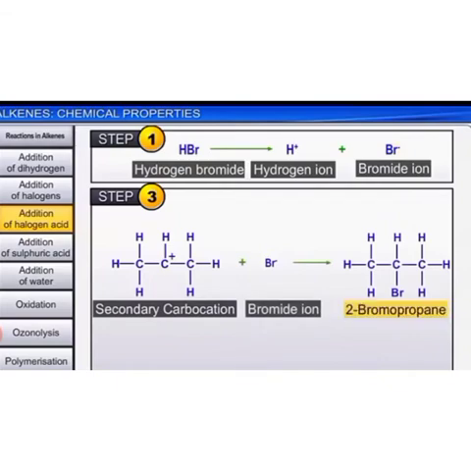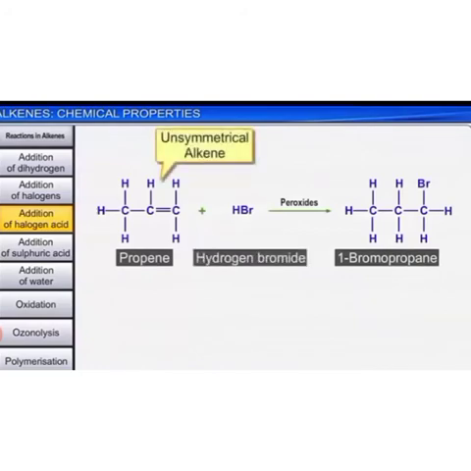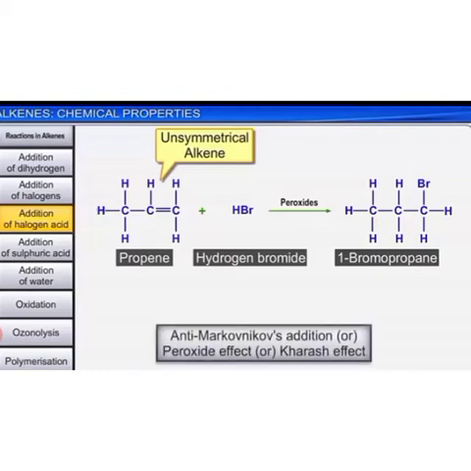However, the addition of hydrogen bromide to unsymmetrical alkenes, like propene, in the presence of peroxide, is on the contrary to Markovnikov's rule and is known as anti-Markovnikov's addition or peroxide effect or Kharasch effect, as it was first observed by M.S. Kharasch and F.R. Mayo in 1933 at the University of Chicago.